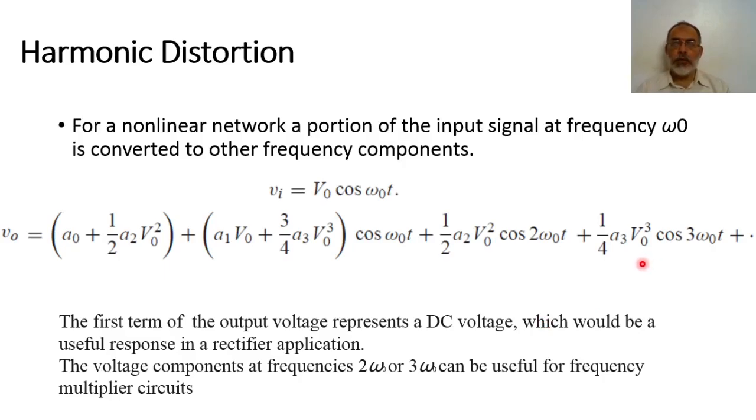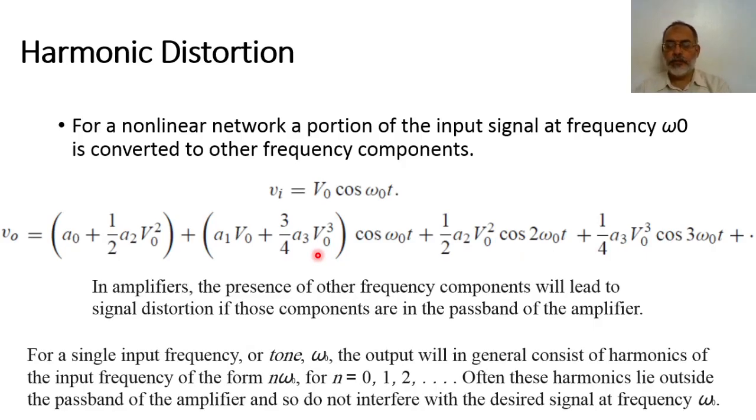The main idea is how to control the value of A3 and V0 cubed to make the third harmonic dominant. On the other hand, I usually use a band pass filter to take the required harmonic and to reject the other harmonics. However, for other applications like the amplifier, the presence of other frequency components or harmonics will lead to signal distortion if these components are in the passband of the amplifier.